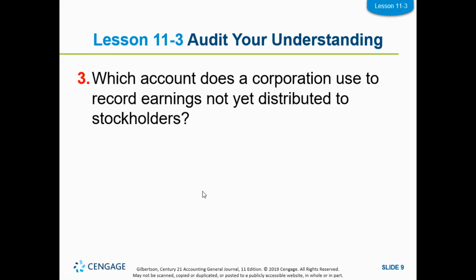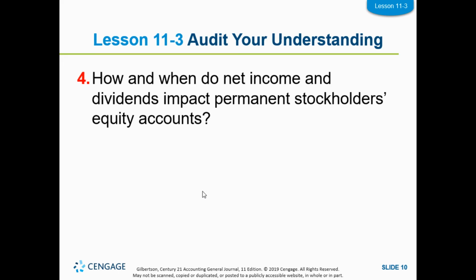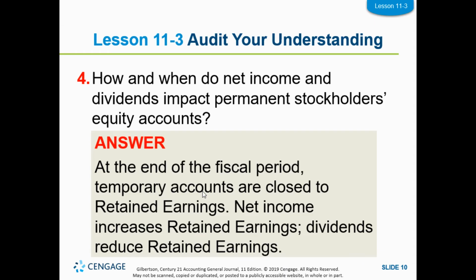Which account does a corporation use to record earnings not yet distributed? I hope you've picked up on that. That is retained earnings. How and when do net income and dividends impact permanent stockholders' equity accounts? Well, we're going to close out our net income to retained earnings, and dividends are going to reduce retained earnings. Dividends, of course, is a temporary account that we're going to end up closing out at the end of the period, just like we did with the drawing account. We end up closing the drawing account to capital. In this case, we're going to close out dividends to retained earnings in the end.